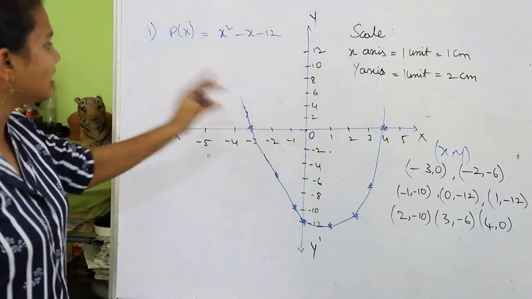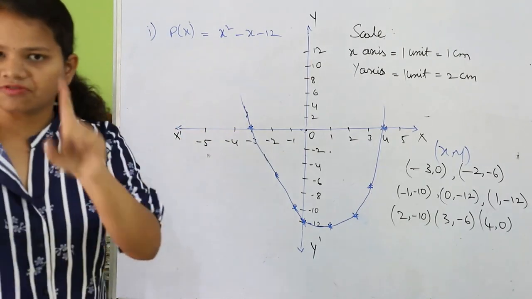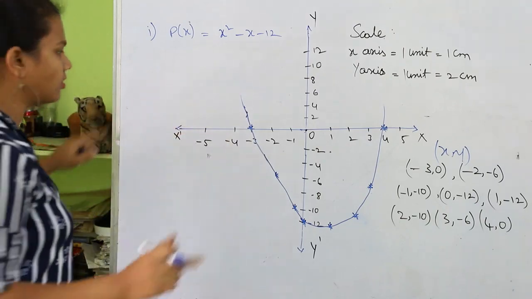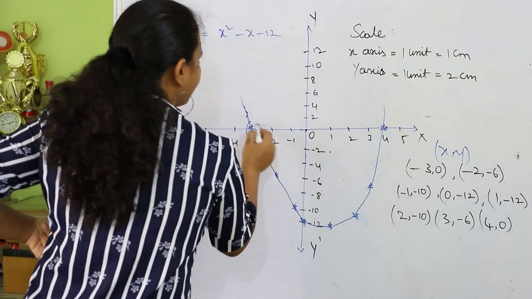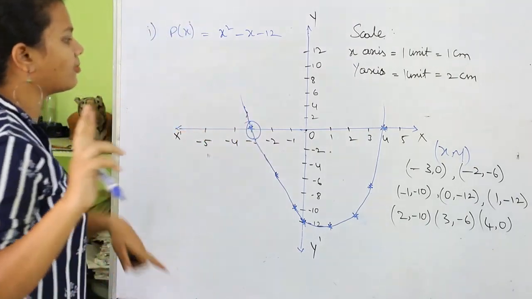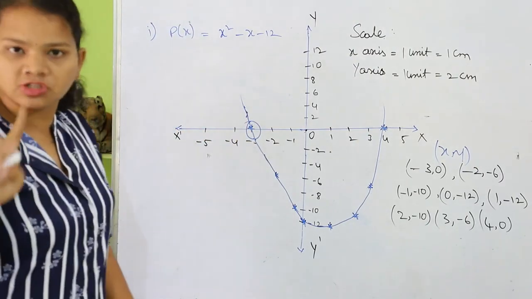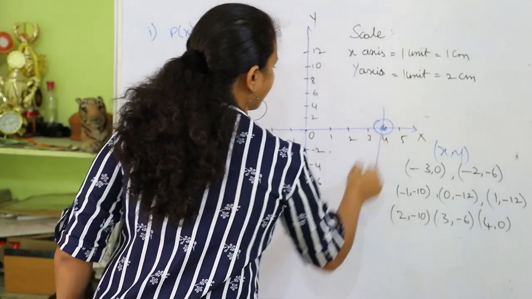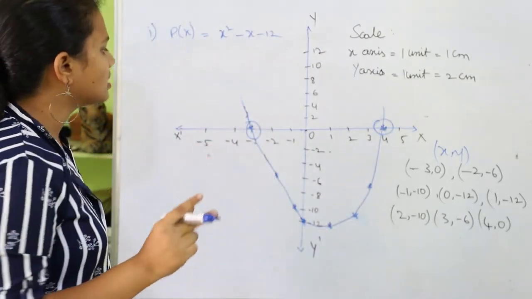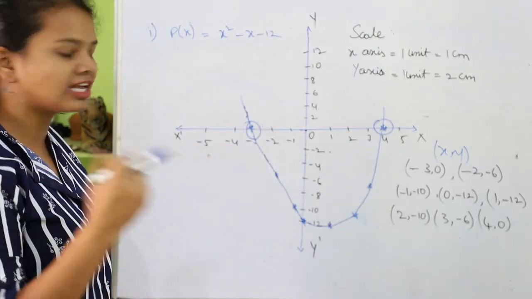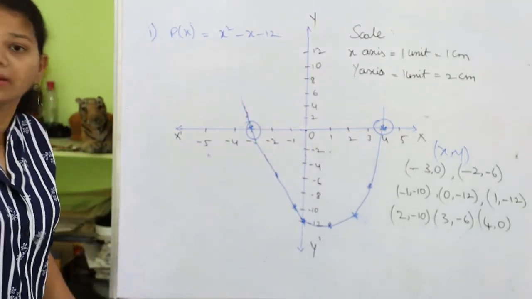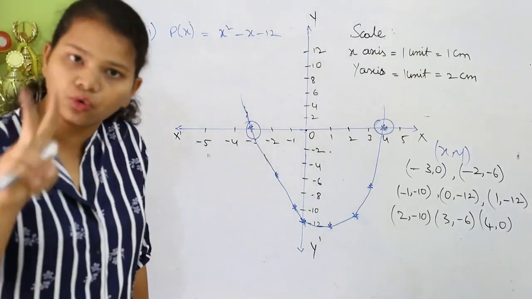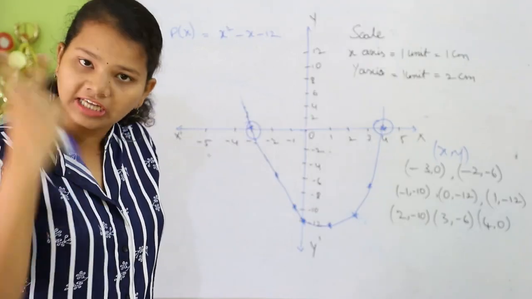Now they're asking to find the zeros of the polynomial for this given equation. What are the zeros of the polynomial? Here you have the first zero. Therefore, the number of zeros of the polynomial is 2. Here you have the first zero, and here you have the second one. So the zeros of the polynomial are minus 3 comma 4. How many zeros do we have? 2. First one is minus 3, second one is 4.